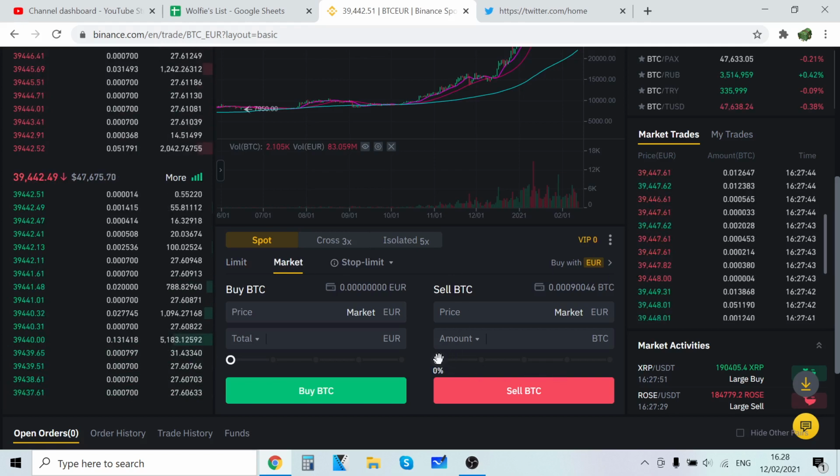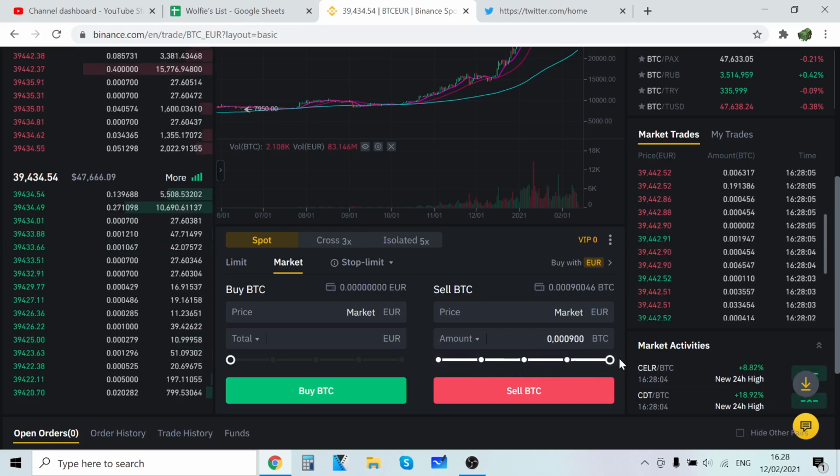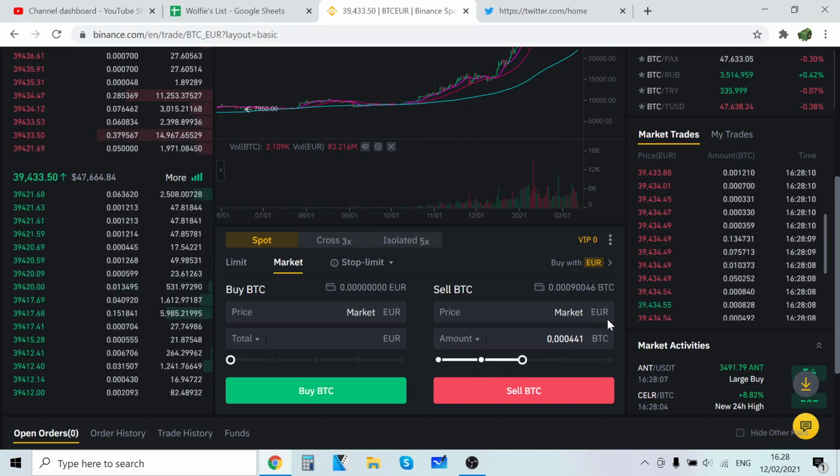Now you select how much Bitcoin you want to sell. For example, if you want to sell all of your Bitcoins, just go with 100%. But if you want to sell 50%, then you just go with 50%, and it will sell 50% of your Bitcoins and trade that into euros. So that's how you can cash out on Bitcoin.